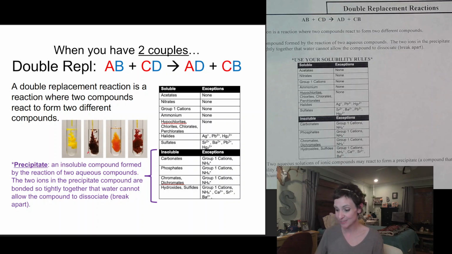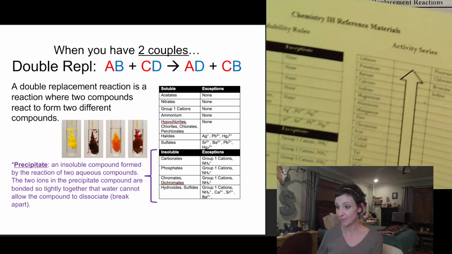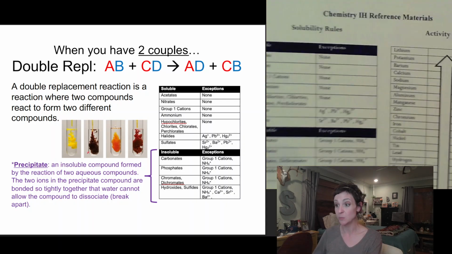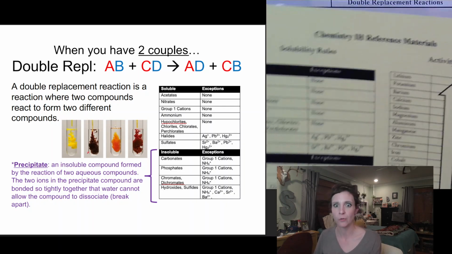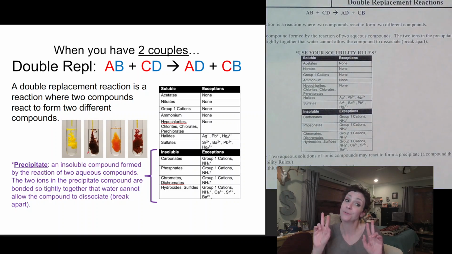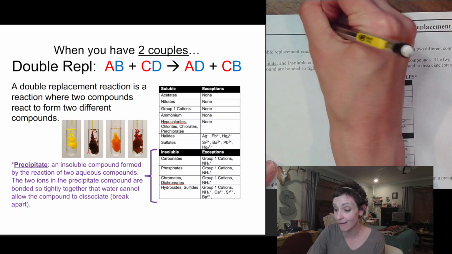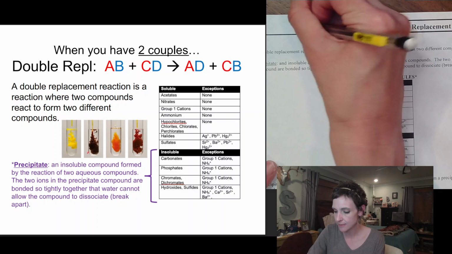We will also be using what's called our solubility rules. In my class on the back of our periodic table, we have a list of the solubility rules, and we will totally start practicing how to read that today. So a double replacement reaction is a reaction where 2 compounds react to form 2 different compounds. The key thing about my double replacement reactions is these are ionic couples.